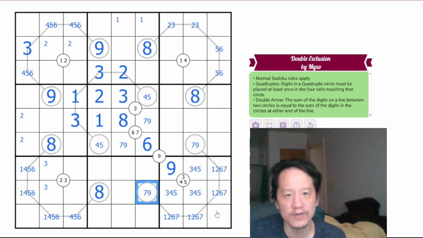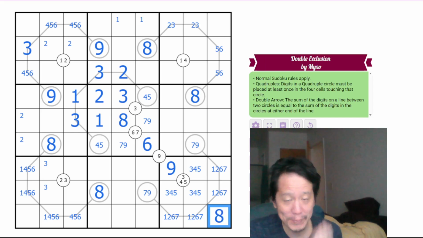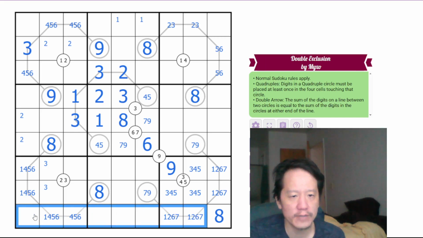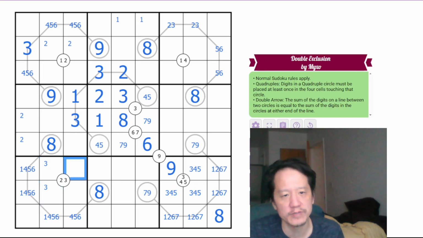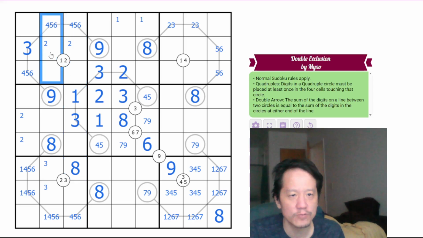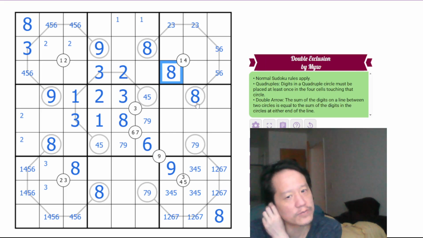Well, what does that leave here? This must be an 8, because that's the only digit remaining in that box. Since this is an 8, these can't be 8, these can't be 8, these can't be 8. And where is the 8 in this box? It must be here. Therefore, this can't be 8, this can't be 8. Where is the 8 in this box? It has to be here. This can't be 8, this can't be 8, and these two can't be 8 because of these 8s, so this leaves that as an 8 here.